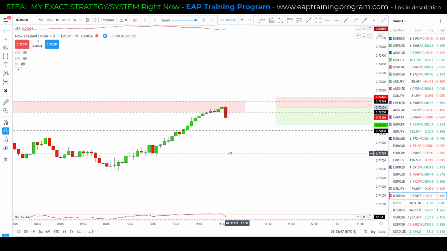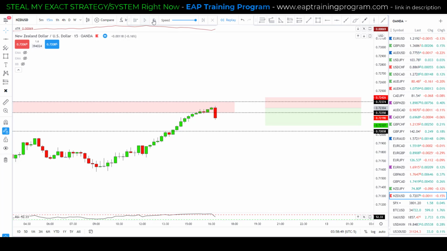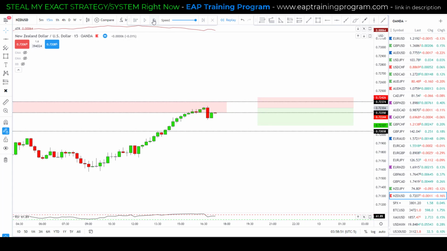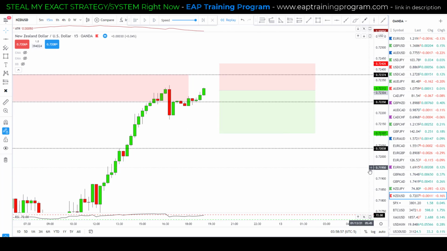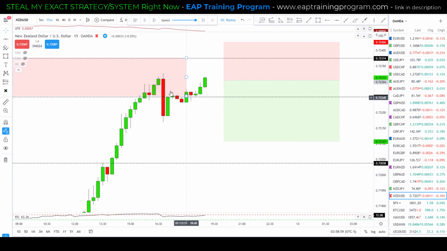First off, we're going 15-minute. So on the 15-minute, I'm going to see if I get any type of entry as we move the market forward. I'll zoom in a bit to make it easier to see. Have we gotten a double top? We have. How do I know that?